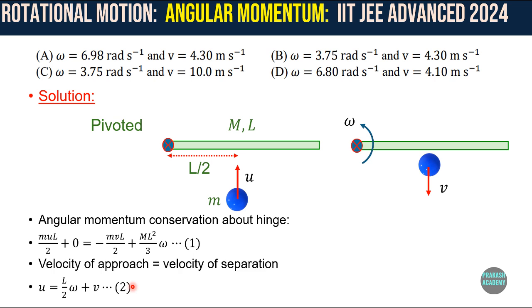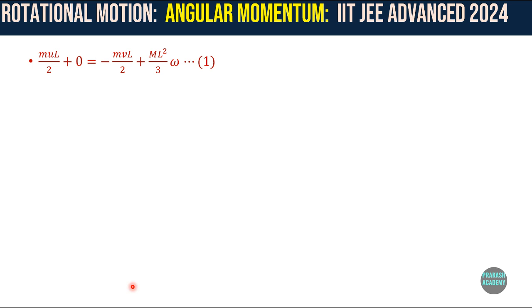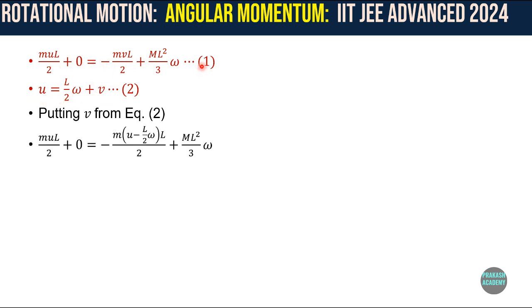Now we have written these two equations. We can solve for v and omega. So this is the first equation and this is the second equation. What I can do is find v from this equation and plug it into this equation. So this is the same thing on the left side, and v will be u minus L by 2 times omega. Let us plug this value here, that is minus m times u minus L by 2 times omega, times L, divided by 2. And this is ml square by 3 times omega.